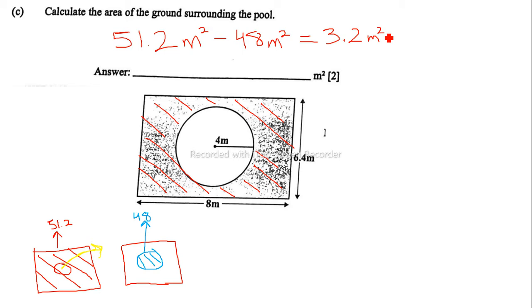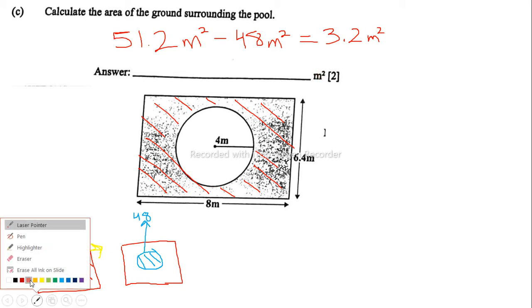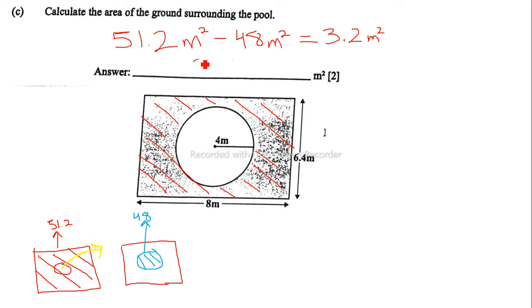If you don't write the square, would you get marks off? Well, the good thing is that for this particular one, they write it in for you. So in this particular question, you don't have to put it down. You just have to put your answer, 3.2L, because they already have it for you.